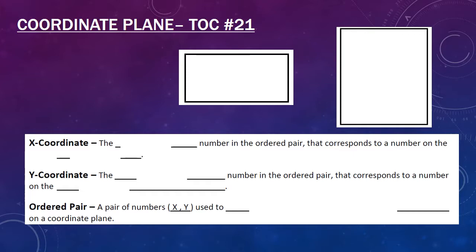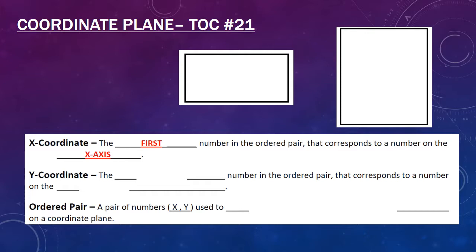So the x-coordinate is the first number in what's called an ordered pair, and I'll explain that in just a minute. And that number corresponds to the x-axis. So x-coordinate, x-axis, that kind of makes sense. So basically the x-coordinate is where you're going on the horizontal number line. And it's either going to be positive, so that means you go to the right, or it's going to be negative, and that means you go to the left. But we always start at 0.